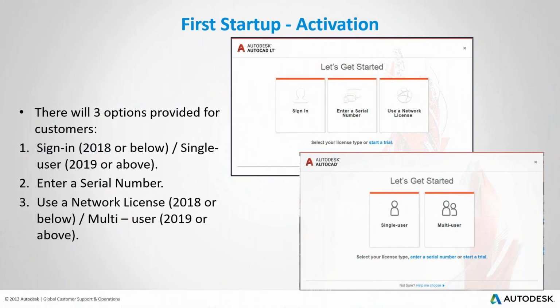All right. Now let's move on to the activations process. When you launch your software for the first time, you'll see these three options to activate your software. The first one is sign in. The second one is enter serial numbers. And the third one is using a network license. You can choose according to your subscription type. Some of you might use a single user's license or network license.